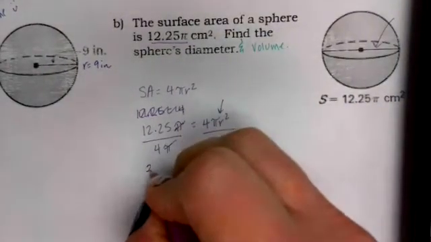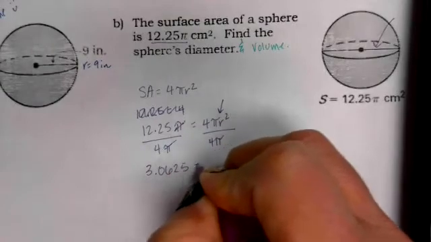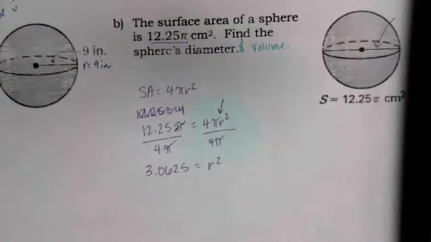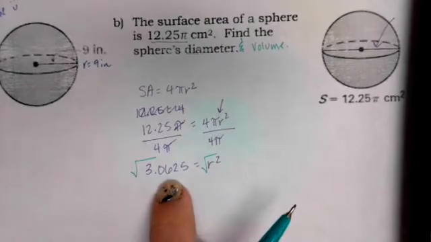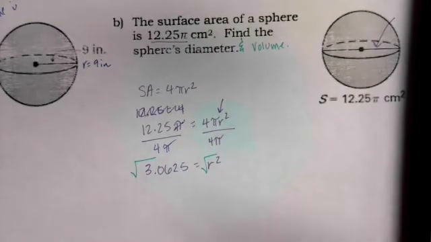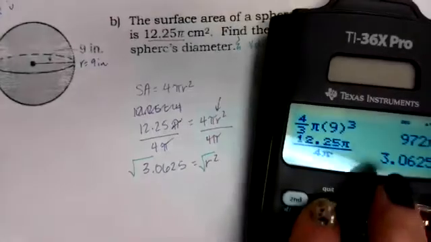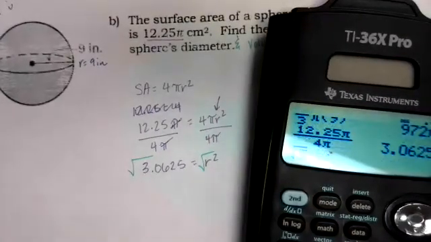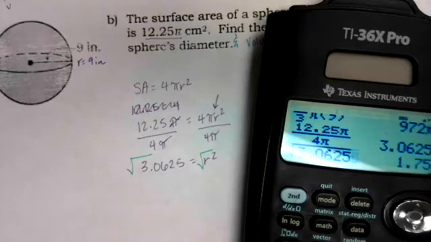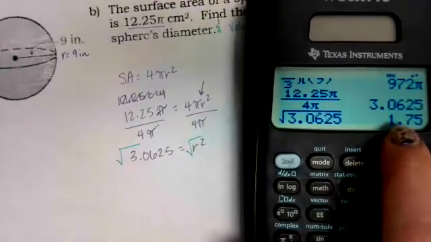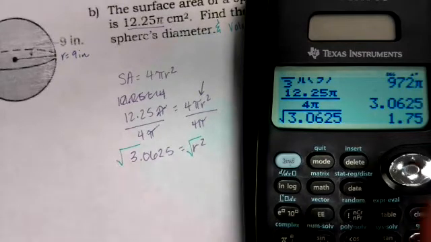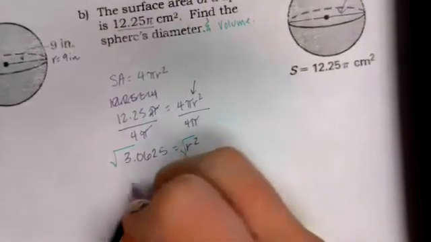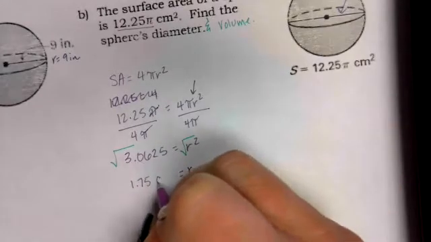So 3.0625 is equal to my radius squared. How do we unsquare a number? That's right, I square root it. So I need the square root of 3.0625. So here's why it's important to have all the decimals, because when I square root it, it should come out to be a pretty decent number. So the square root of 3.0625 is 1.75. So this is my radius when I solve for r. So r is equal to 1.75, then I'll stick my unit of centimeters.